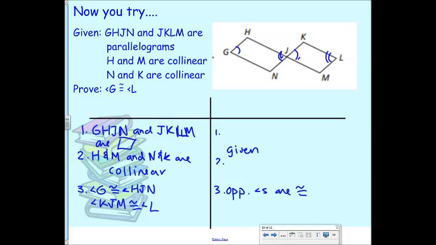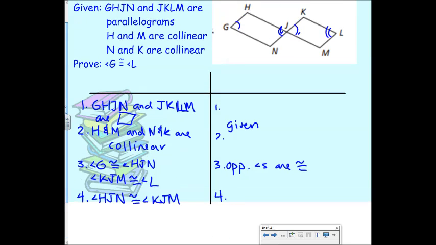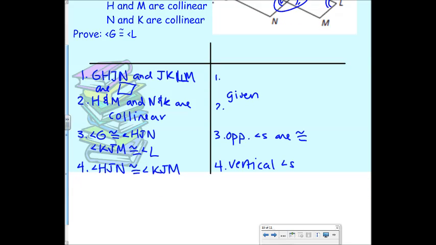Now, once I said that, now I can say that angle HJN is congruent to angle KJM based on the fact that they are what? These two angles right here are what type of angles? Good, those are vertical angles. Okay? And now we're going to take a little bit of a leap. And we're going to say if angle G is congruent to HJN and HJN is congruent to KJM, then I can also say angle G is congruent to angle KJM.